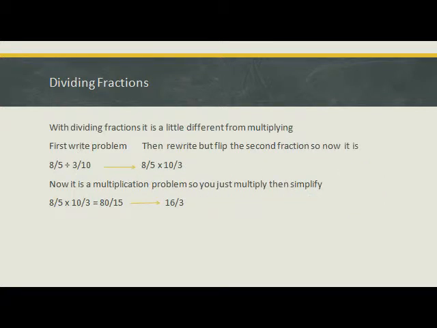Dividing fractions. Dividing fractions is a little different from multiplying fractions. First, write the problem: 8 over 5 divided by 3 over 10. Then rewrite, but flip the second fraction, so now it is 8 over 5 times 10 over 3. Now it is a multiplication problem, so you can just multiply then simplify. 8 over 5 times 10 over 3 equals 80 over 15. Simplify to 16 over 3.